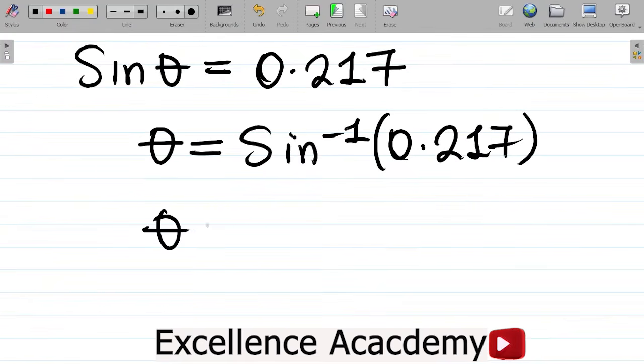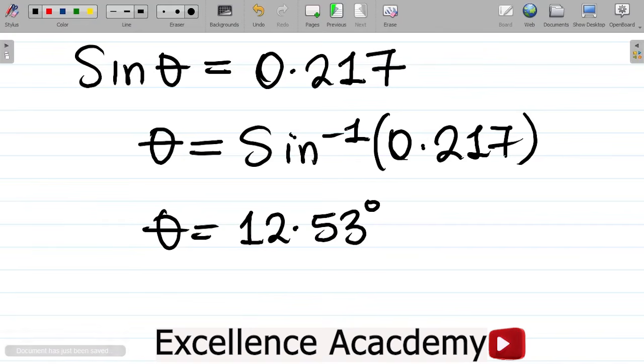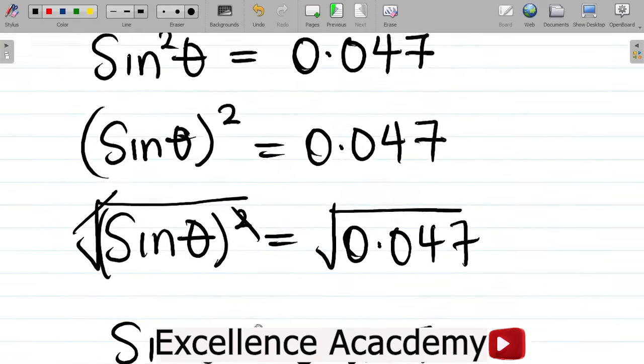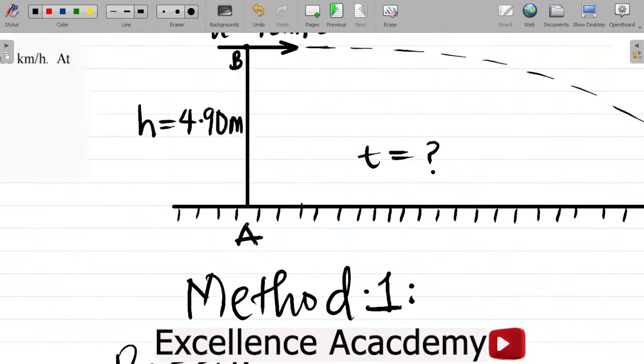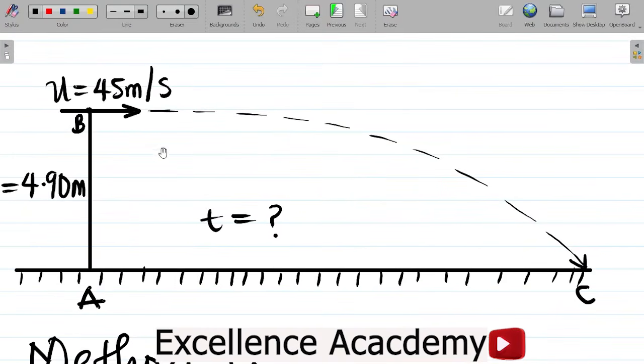Let's do this. What do you have? Theta is equal to sine inverse of 0.217, so your answer for theta is 12.53 degrees. This is the value of theta. Now, having got the value of theta, we can now find t. Don't forget that t is simply the time it takes the particle or the arrow to move from this point B up to point C.